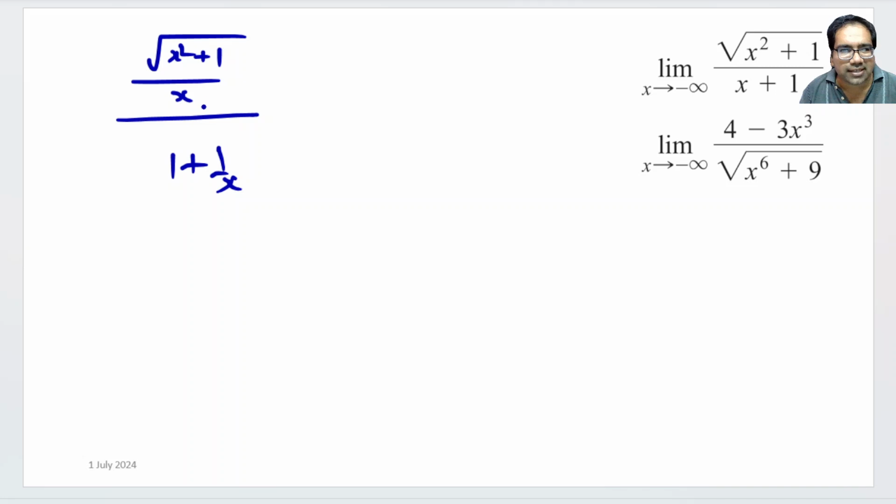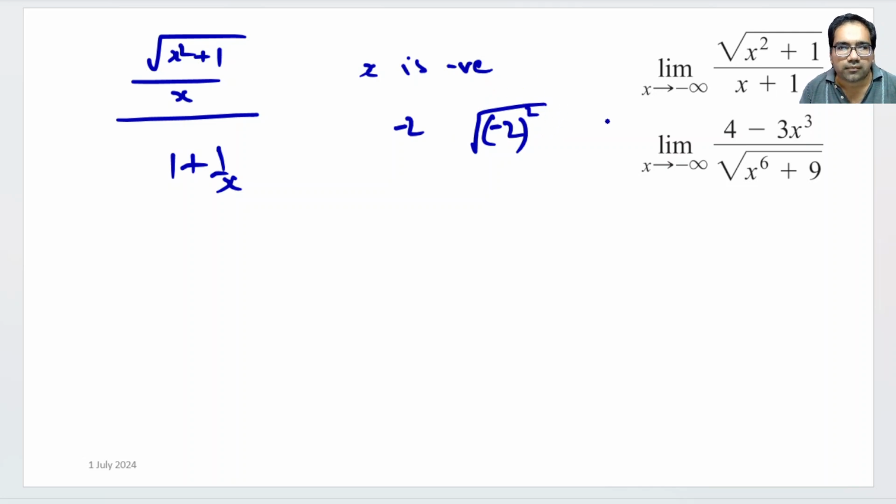Now, this x we have to take inside. But x is negative, right? What does that mean? For example, if x is minus 2, then minus 2 whole square, we want to take it within the square. Minus 2 whole square is 4.